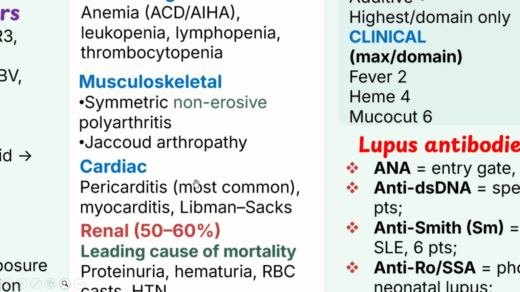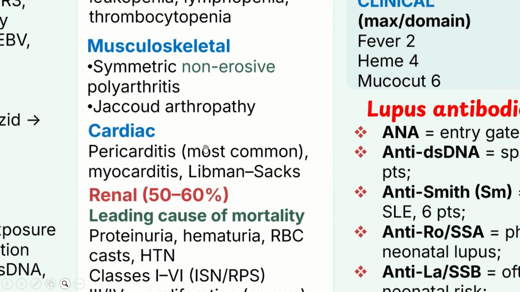Then the cardiac side effects: we can have pericarditis, we can have myocarditis, then we have Libman-Sacks. Now, Libman-Sacks is a form of endocarditis where we have smaller sterile emboli happening in the heart.